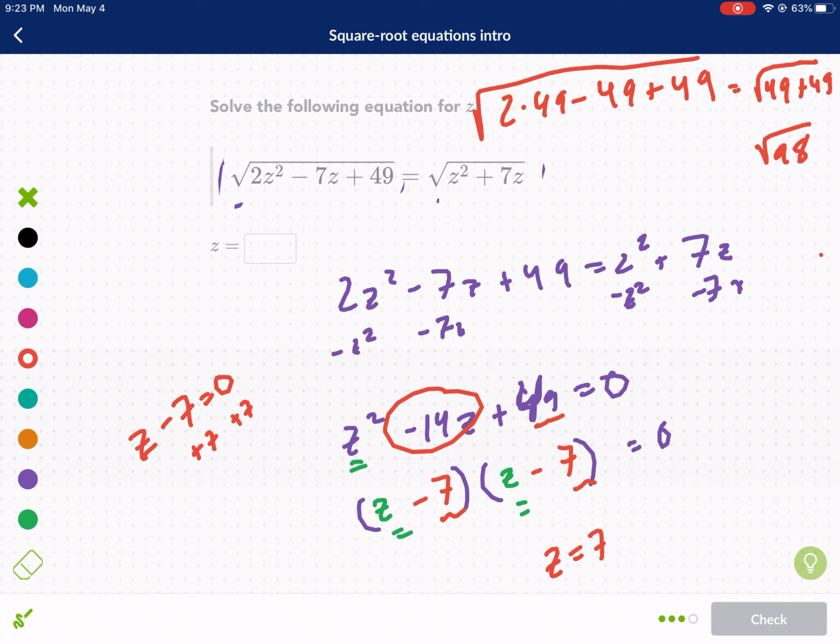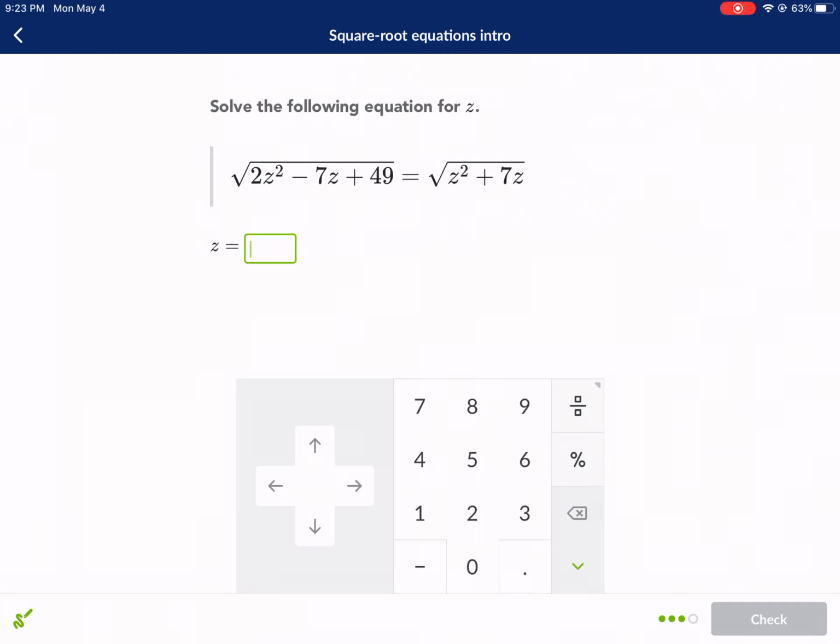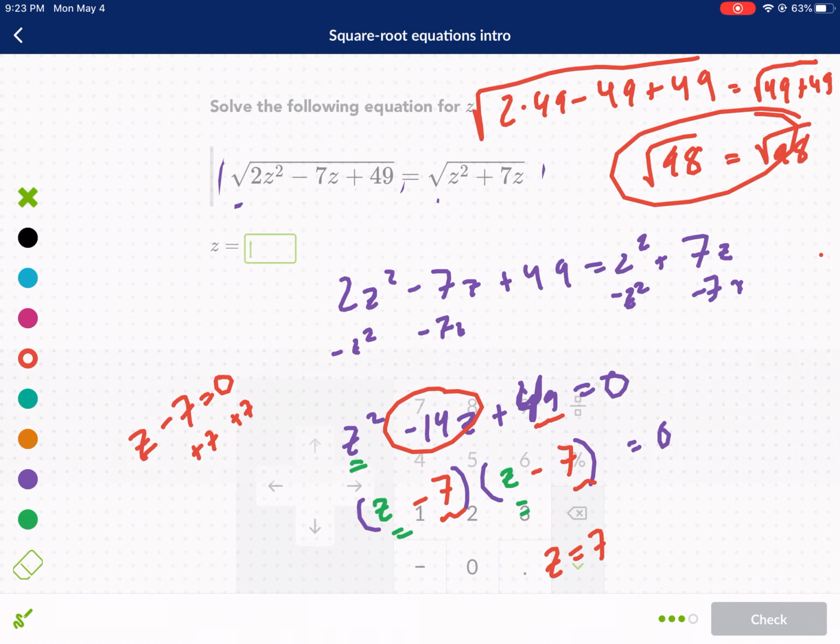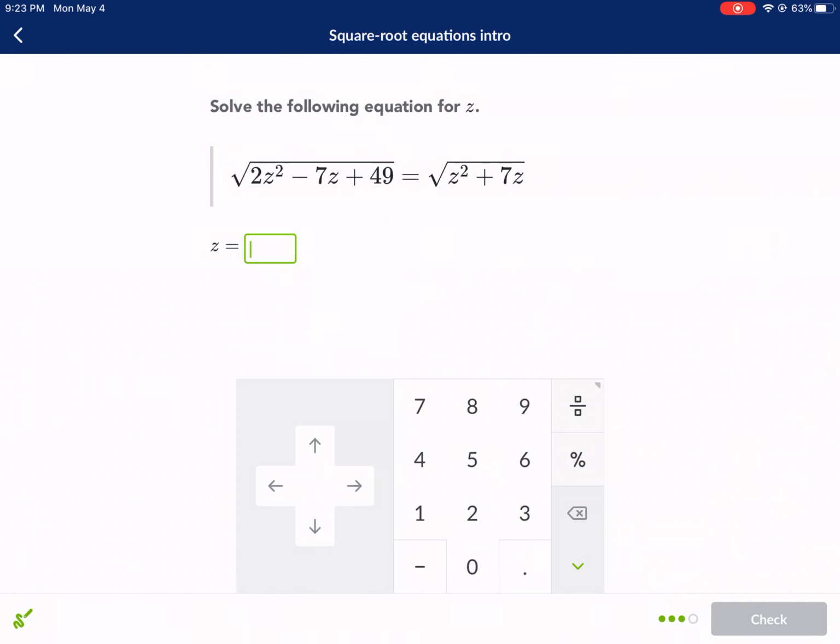We get 98 minus 49 is 49. Plus 49, 98. Guess what? We get the same thing on both sides. Good to go. No extraneous solutions. Shoot, I already forgot. What do you know? 7. That's right. Lucky number 7.